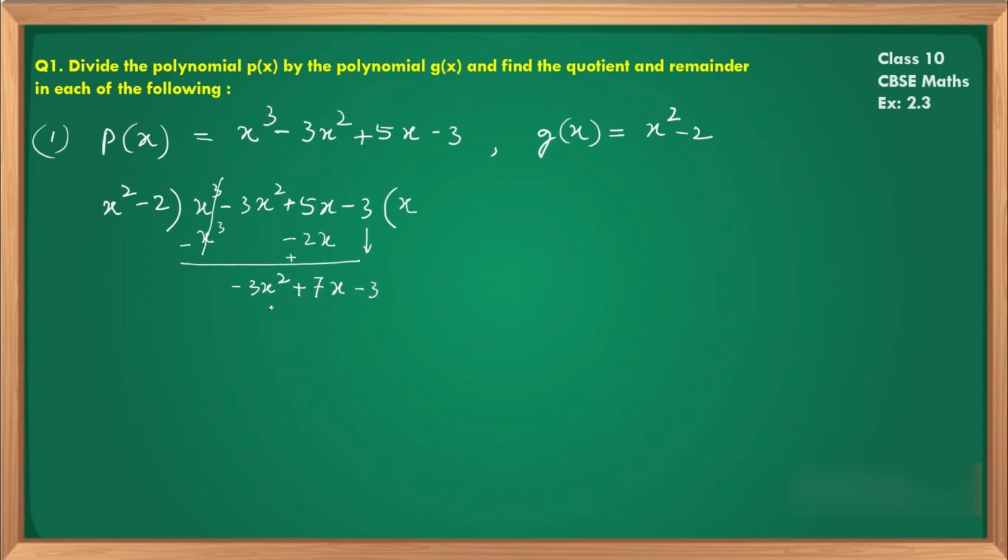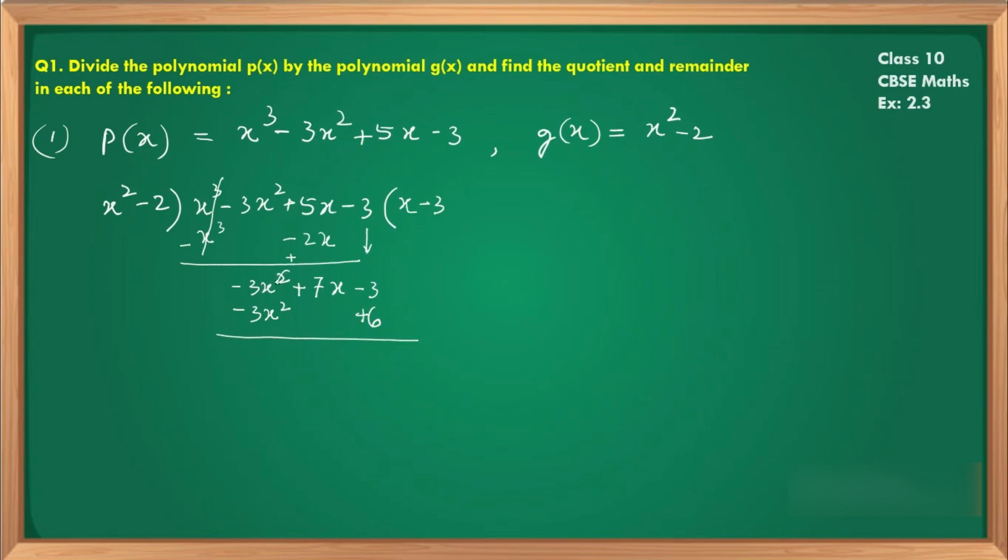Now we have 3x squared with a minus sign, so you need to multiply the divisor by minus 3. Thus you get minus 3x squared. Now you have to multiply minus 3 and minus 2, which becomes plus 6. So plus 6 you have to put below the constant number here. Now put a line.